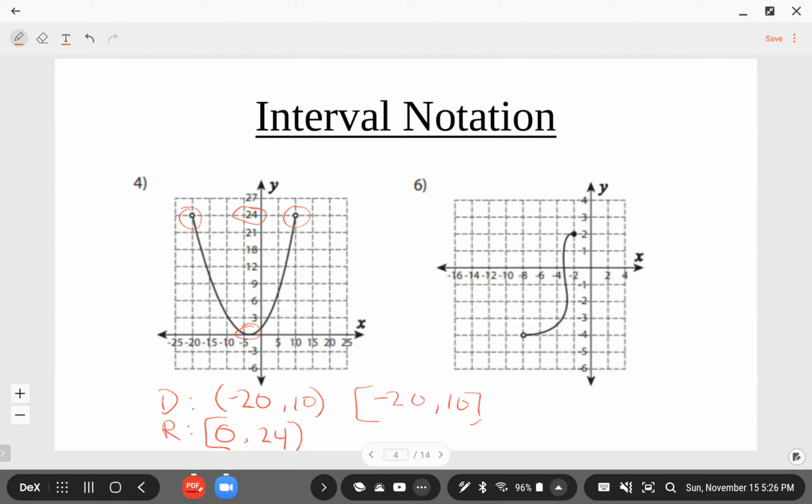So now let's do our next one. Please do the next one on your own, this one, and post your answer in the chat. Please start.